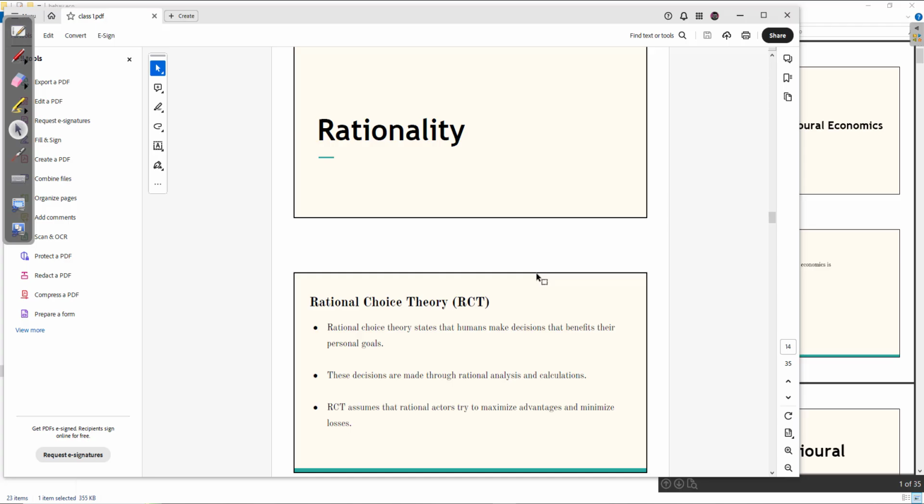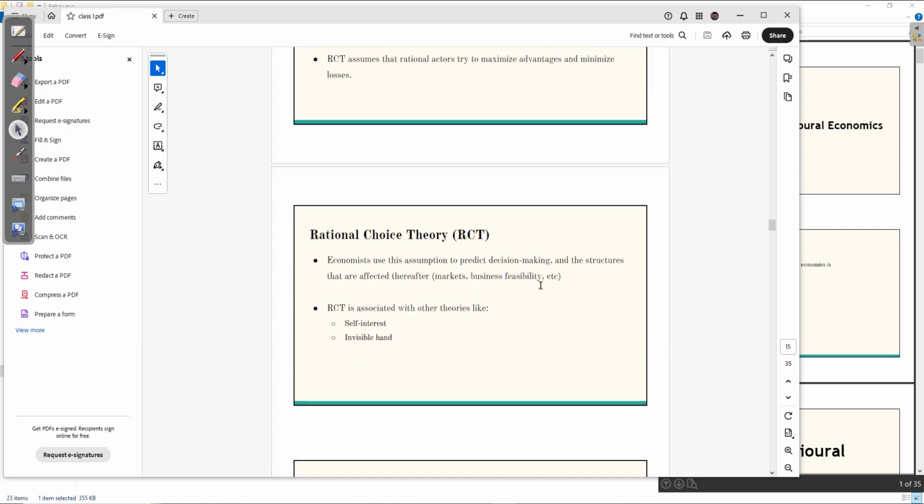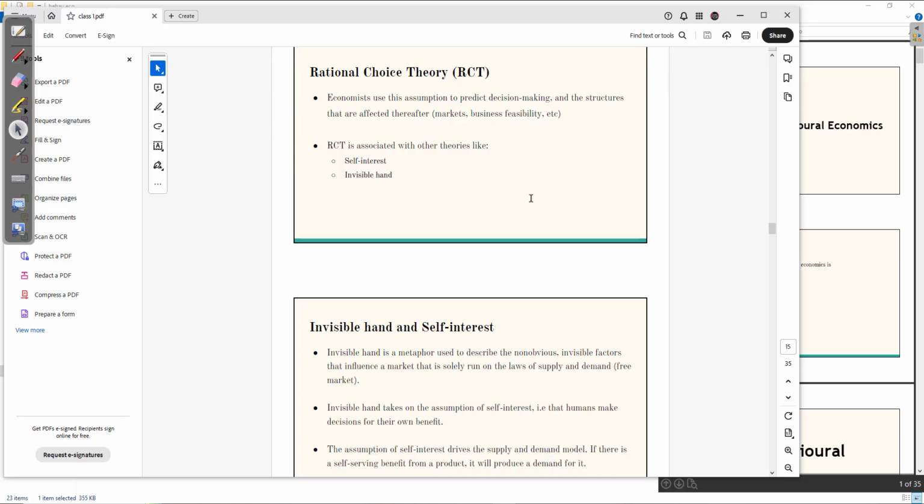Rationality is the very important assumption of classical economics. Rational choice theory states that humans make decisions that benefit their personal goals. They are gain maximizers. These decisions are made through rational analysis and calculations. The theory assumes that rational actors try to maximize advantage and minimize losses. Economists use the assumption to predict decision making and the structures that are affected thereafter. The theory is associated with other theories like self-interest and the invisible hand.